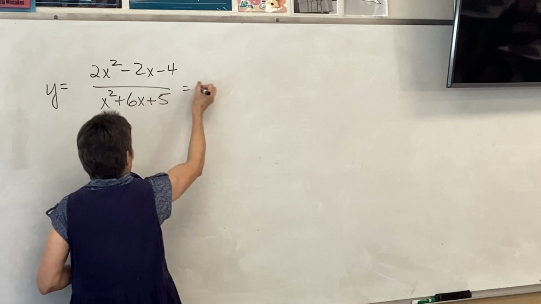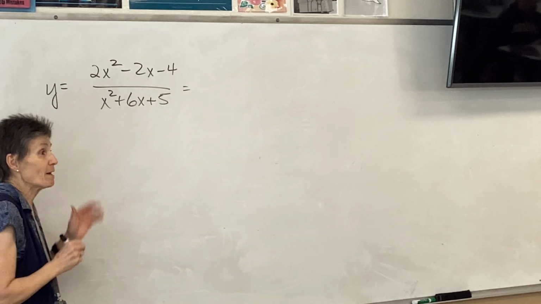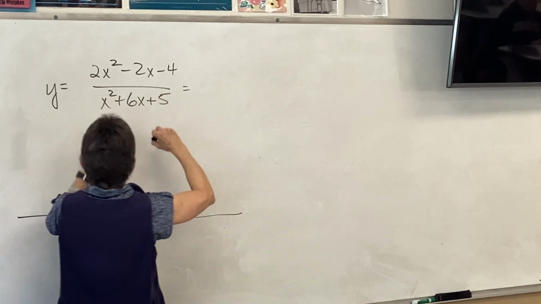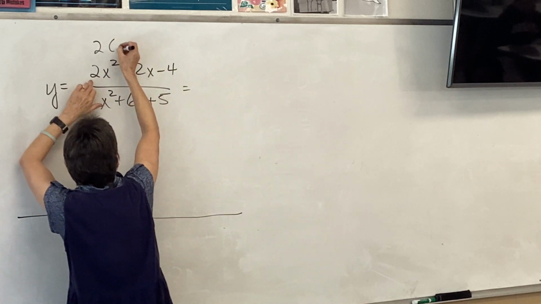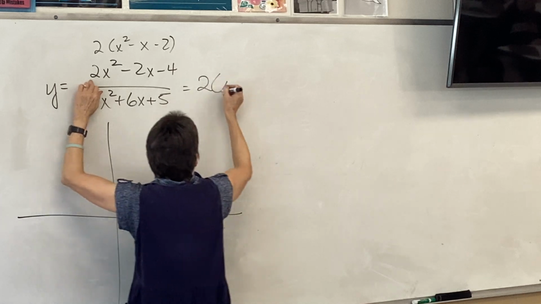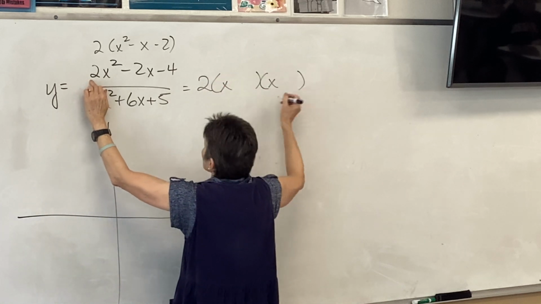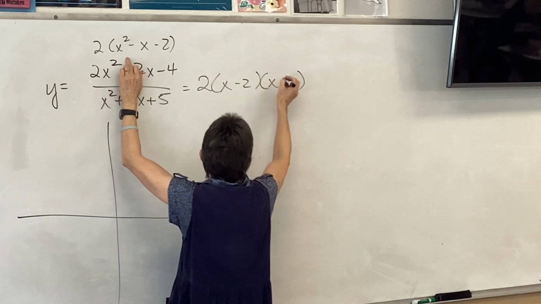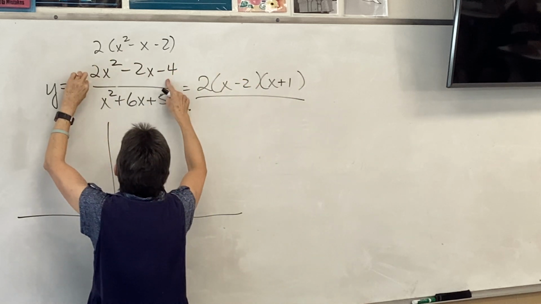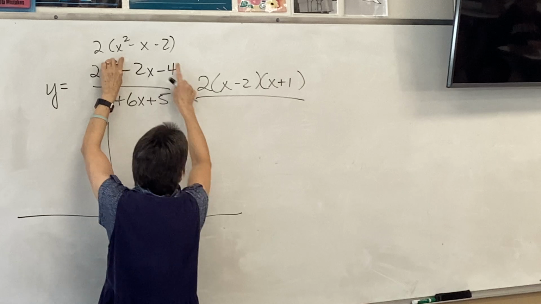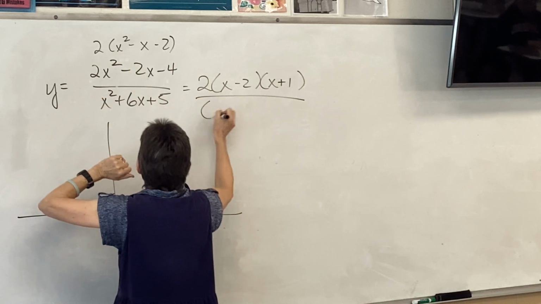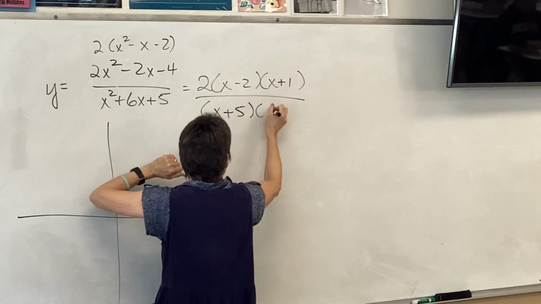Okay, so how do I start? My job is to graph this. I'm gonna graph this. So I'll factor it. I'm gonna take a 2 out. And x minus 2x plus 1, I think. I took 2 out of the top. And factored that. Okay, I think that's good. And then the bottom is x plus 5, x plus 1.